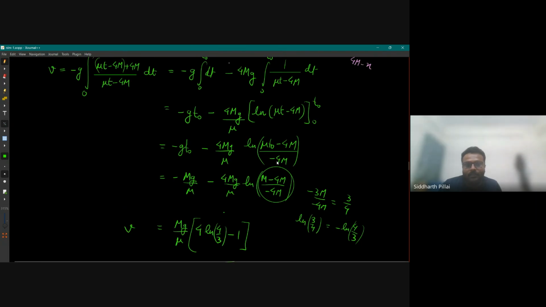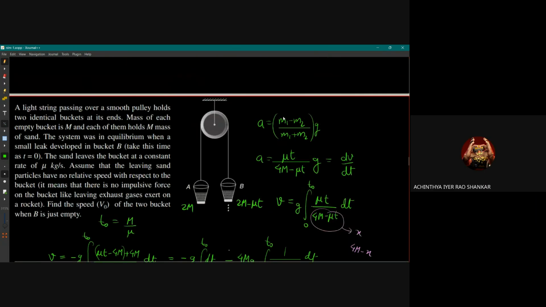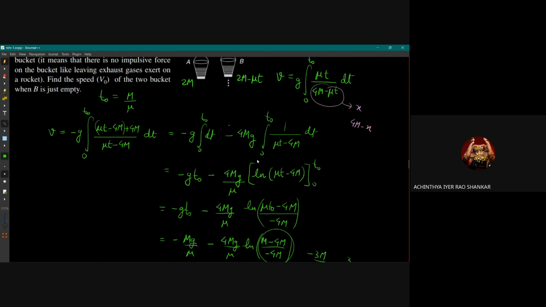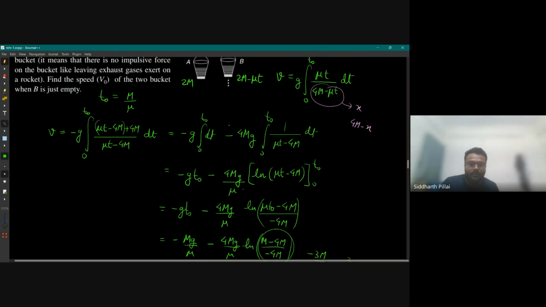Any other doubt in this calculation? Concept just ends here, right? Tell me. Where does the mu come from in the second step? In the denominator, here, the integration, yeah.